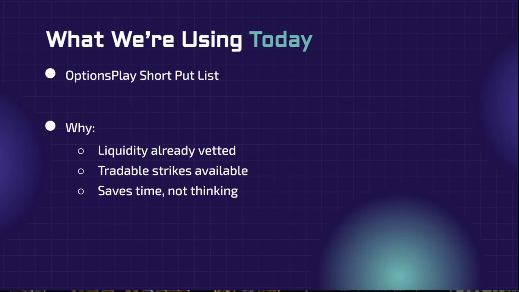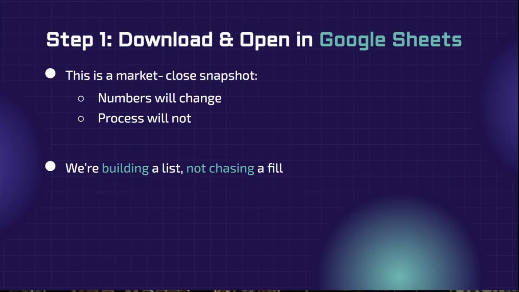We're starting with Options Play short put lists, and this is important. Options Play is already good at finding tradable candidates. Liquidity is vetted, strikes exist. This saves us time, but it doesn't replace thinking. We're using a list from the market close. The exact numbers will change, but the process won't. We're not chasing fills here. We're building a list that works for our account size. Let me show you how to get there.